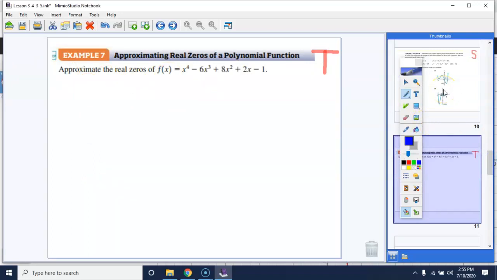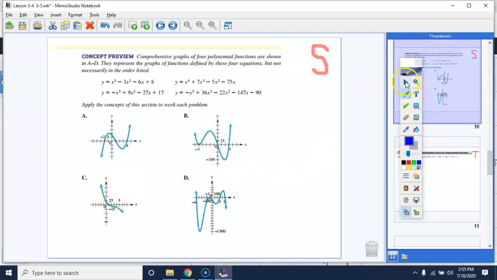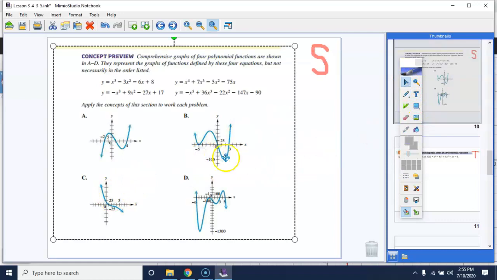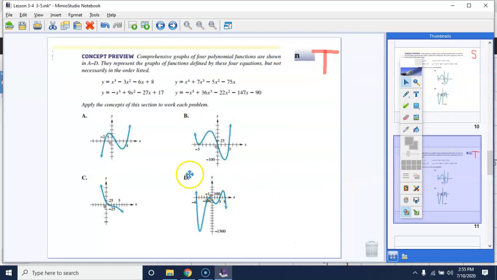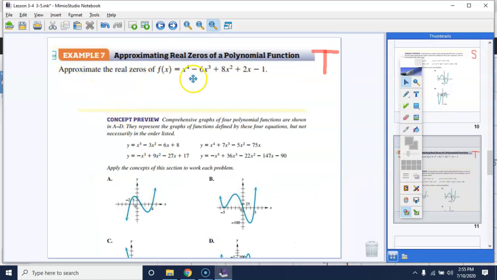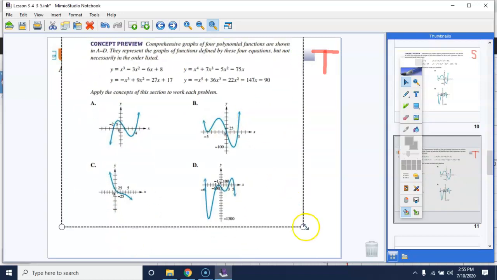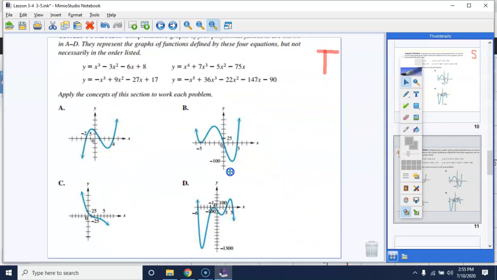So I want to show you something here. Let me copy paste this over here. Okay, approximate real zeros. We're going to graph some equations. Zeros means those.